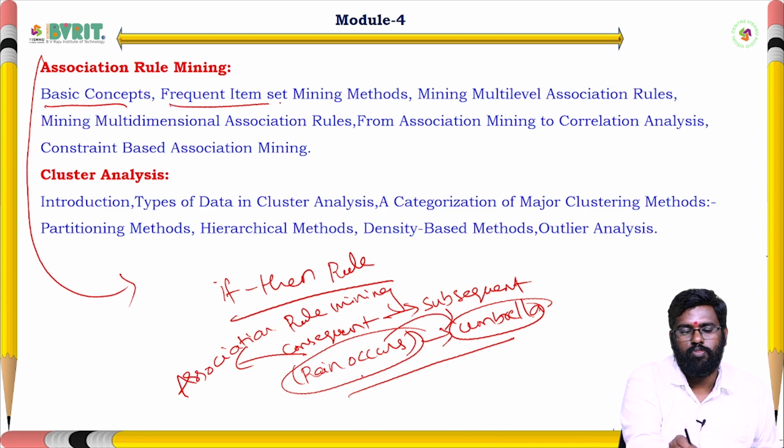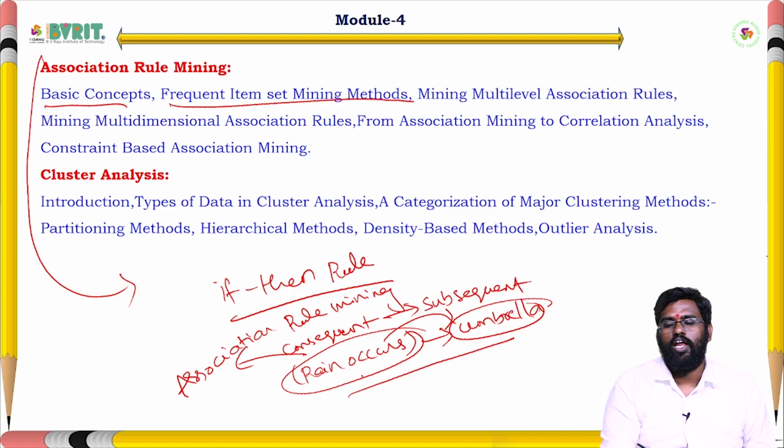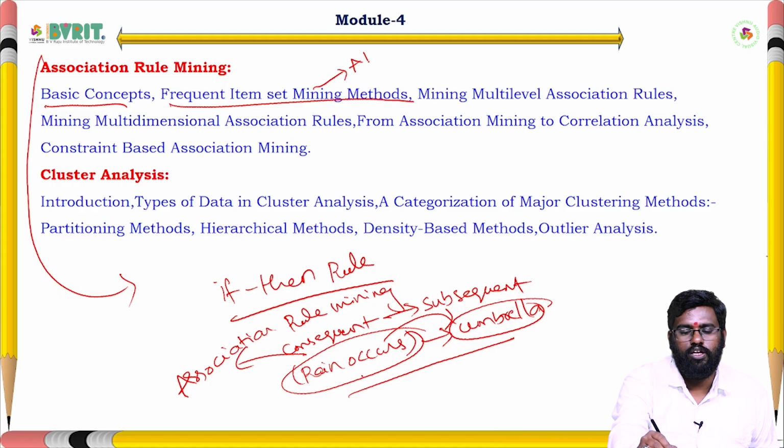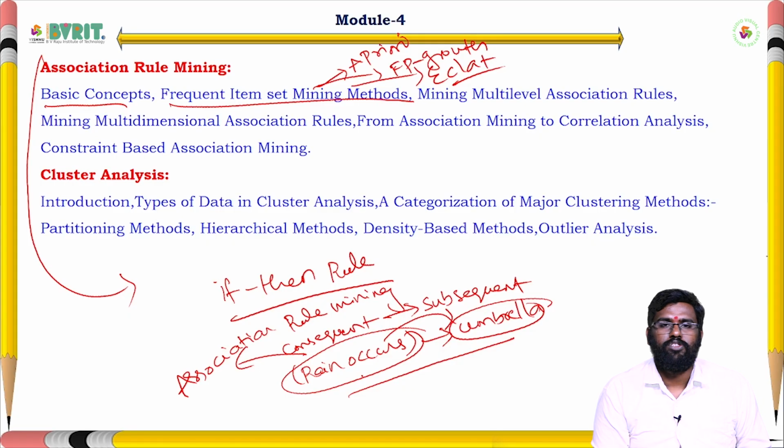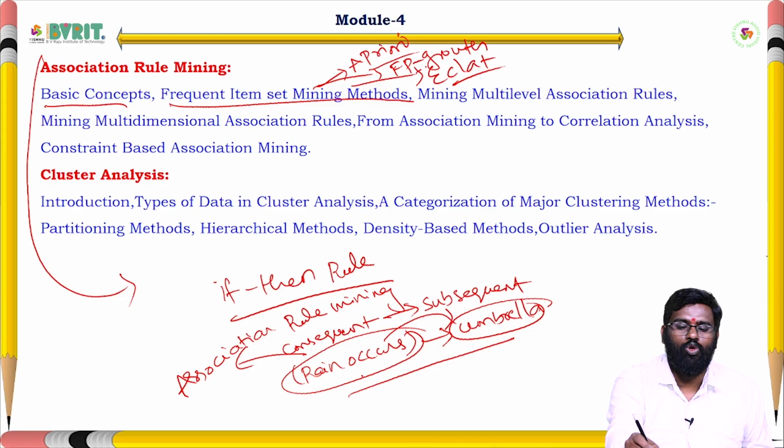Then the frequent item set mining methods. In frequent item set mining, we have different types of algorithms: the Apriori algorithm, the FP growth algorithm, and the ECLAT algorithm. These three algorithms are used to identify frequent item sets. Frequent means the given item occurs continuously in the given data set; that is a frequent item set. So the mining methods are Apriori, FP growth and ECLAT.